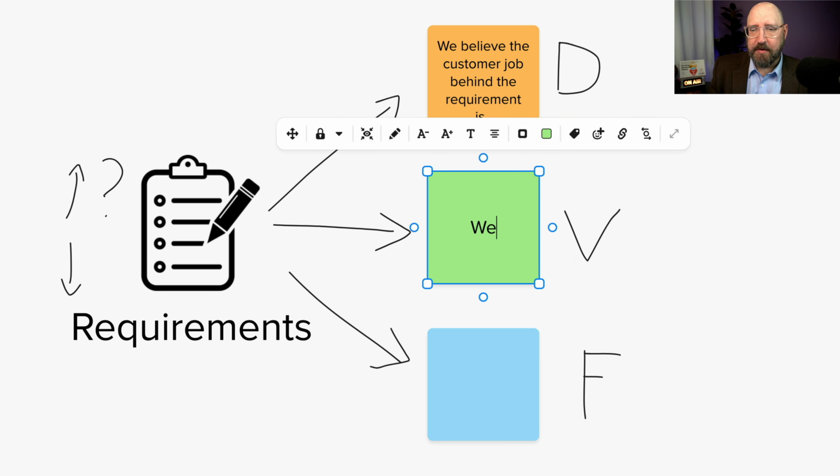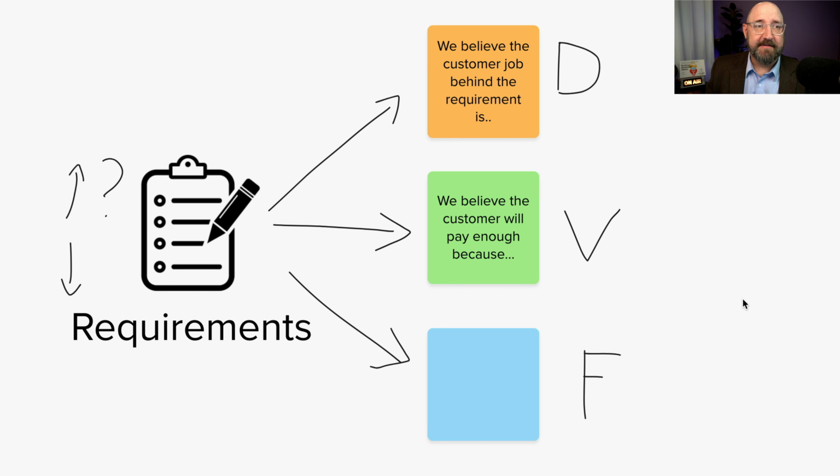With viability, it's much more around cost and revenue, right? So even if the desire is real, what are your assumptions around viability? So we believe the customer will pay enough, because sometimes there's something they want, but then the pricing isn't quite aligned with them, or they're not willing to pay more for the thing that we're requesting. So even if you can validate some of your desirability assumptions, sometimes it still doesn't make sense from a business point of view because they're not going to pay enough for the thing that they requested.